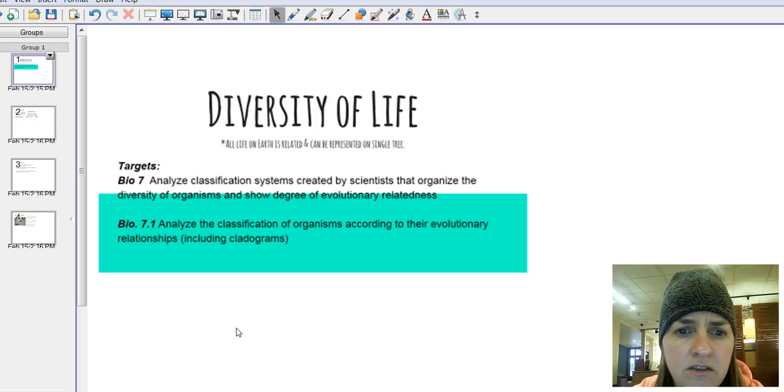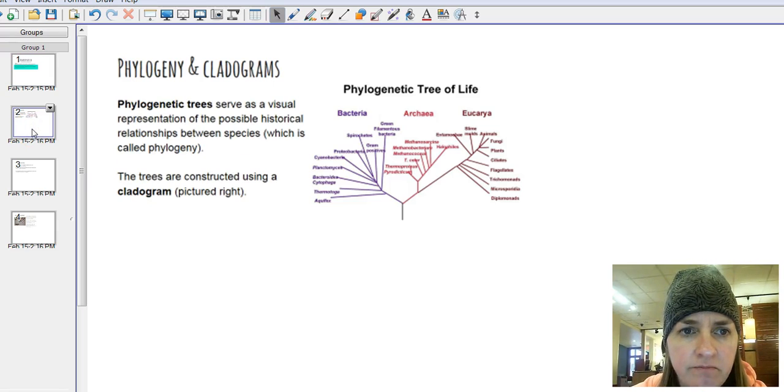And also, we need to be able to construct a cladogram. A cladogram is basically the actual tree that you would make as a result of looking at characteristics between organisms. As you see here, 7.1, it says to analyze the classification of organisms according to their evolutionary relationships, including cladograms. On the end of course exam for biology, we're definitely going to have to know how to construct a cladogram. So this activity is going to be a little intro to this entire unit.